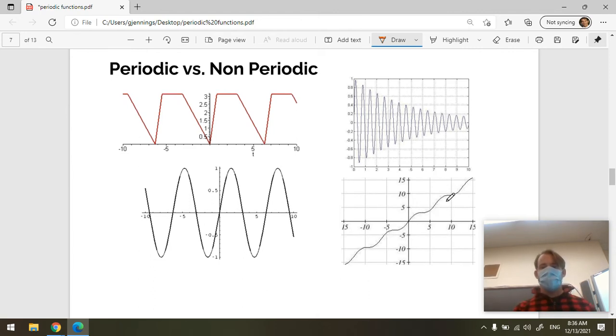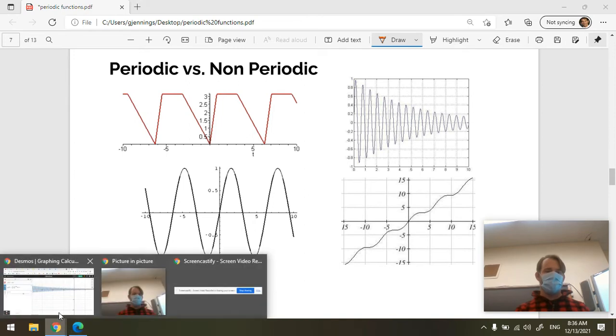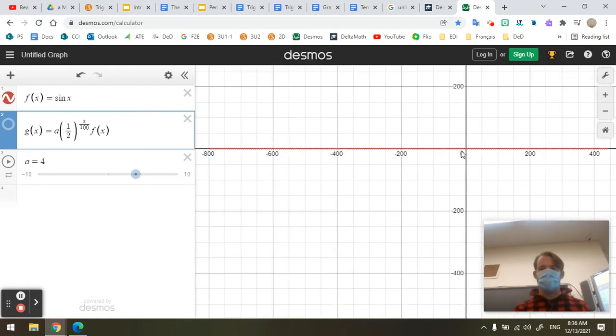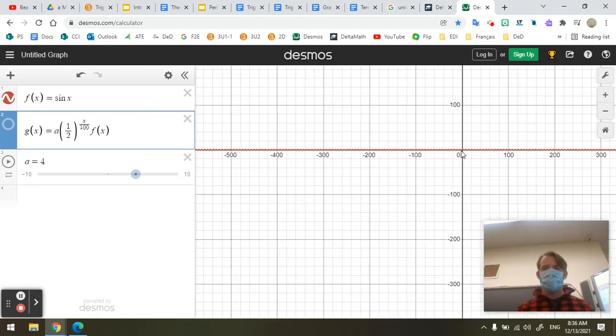This one here is periodic, but it doesn't have the same periodic pattern. How would you create this type of function? Looks like I'm putting two functions together. What could I do to create something that looks like that? Let's try it again in decimals. Here, if I take f of x is equal to sine x, and let's zoom back in so we can see that a little better. Hey, going the wrong way.